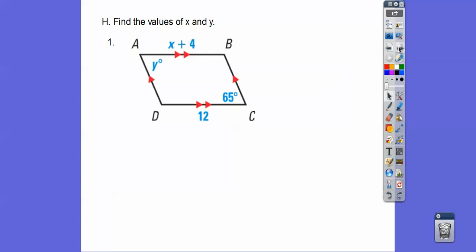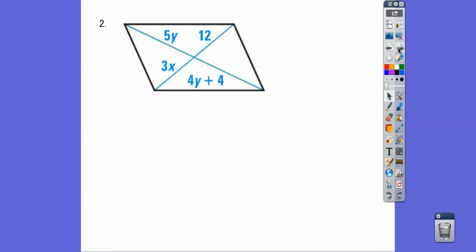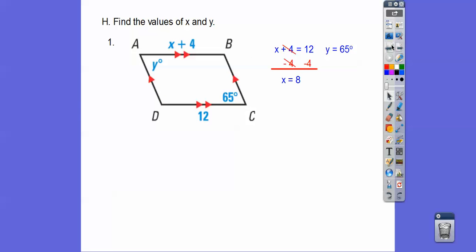So find x and y. Okay, so because the opposite angles are congruent, y equals 65, and because opposite sides are congruent, x plus 4 equals 12. So go ahead and solve, and we get, whoops, I went a little bit too fast there. We get x equals 8 and y equals 65.